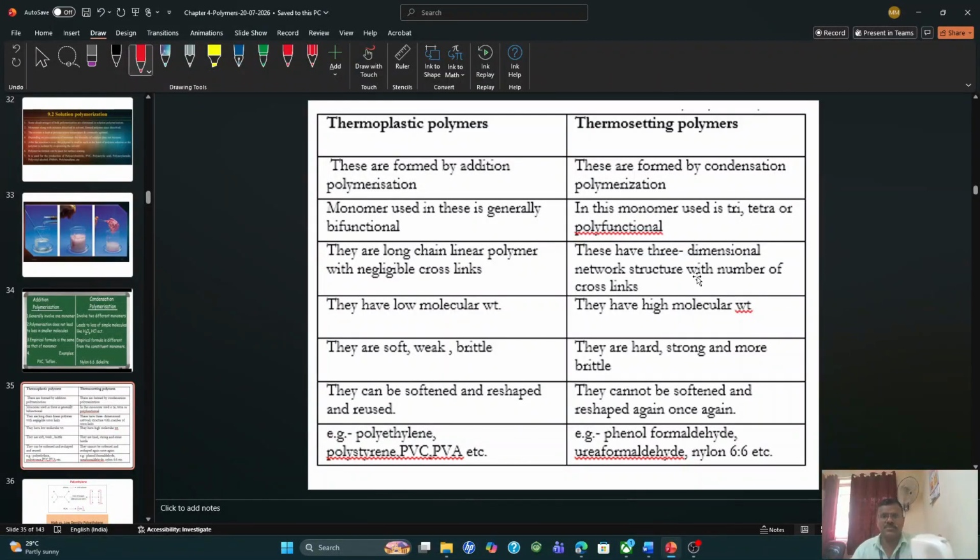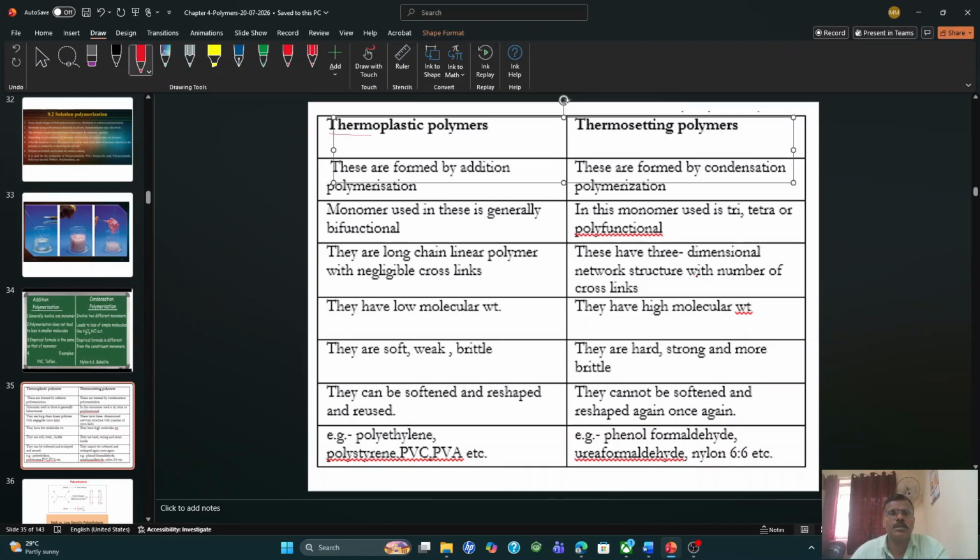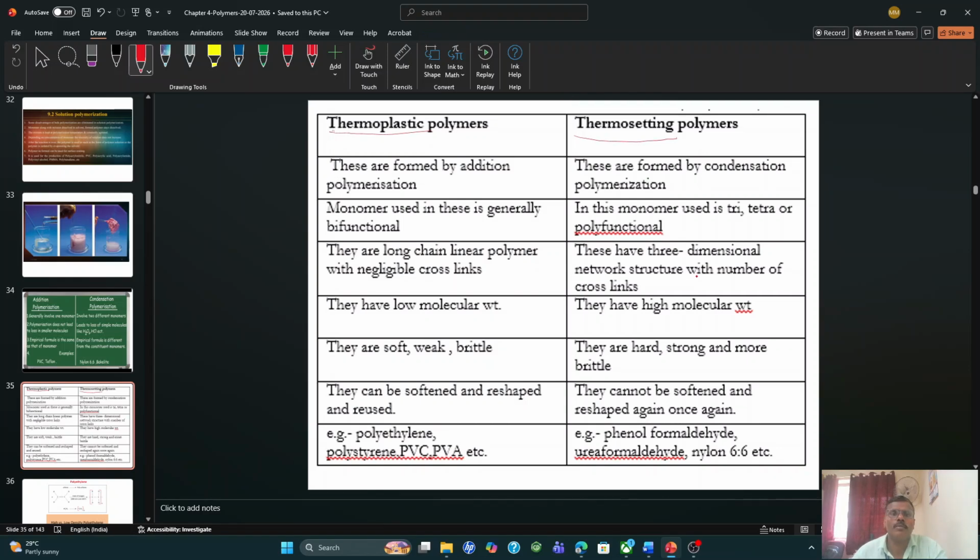The topic is the difference between thermoplastic polymers and thermosetting polymers. So, thermoplastics and thermosetting plastics. You should remember one thing: from the example, you can easily make the points.